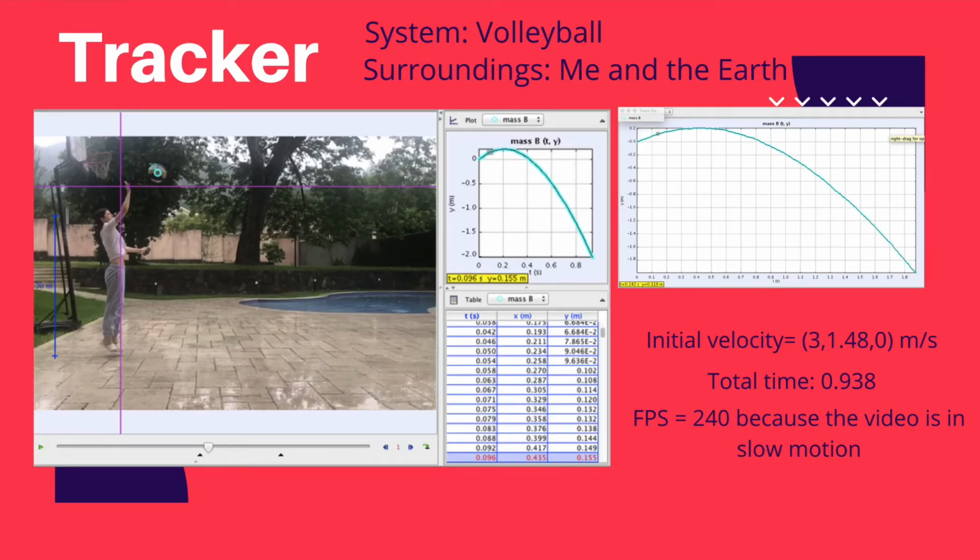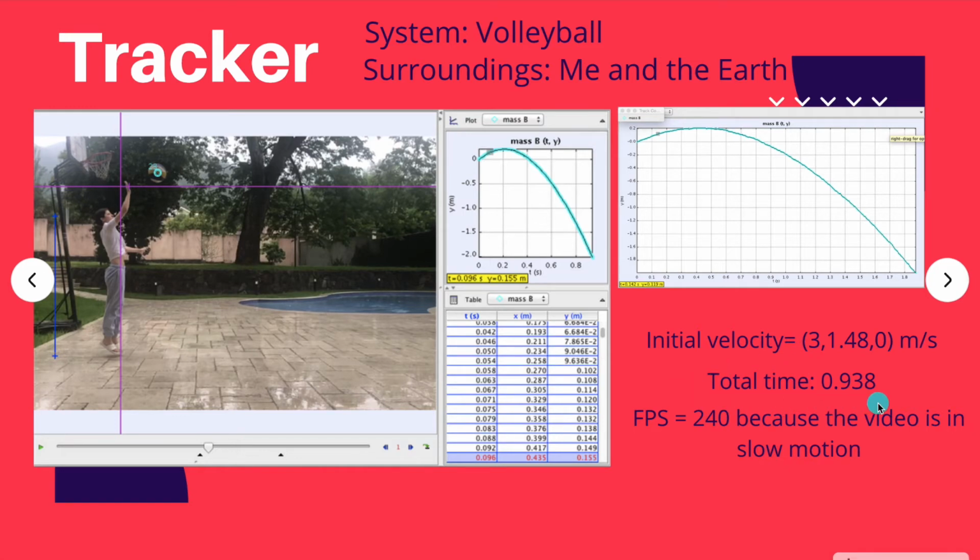So first, I analyzed the motion of the volleyball using Tracker, tracking the center of mass throughout its entire motion, which lasted a total of 0.938 seconds, a little less than a whole second. I had to change the frames per second since I took the video in slow motion, so the frames per second were 240. Then I used Tracker to calculate the initial velocity. I subtracted the x and y positions of two different time steps and then divided by the total time that passed, which gave me a vector of 3 meters per second in the positive x direction and 1.48 meters per second in the positive y direction.